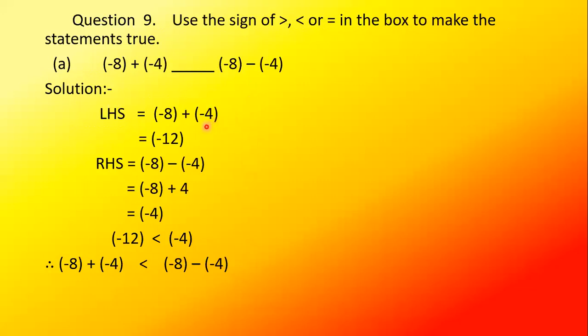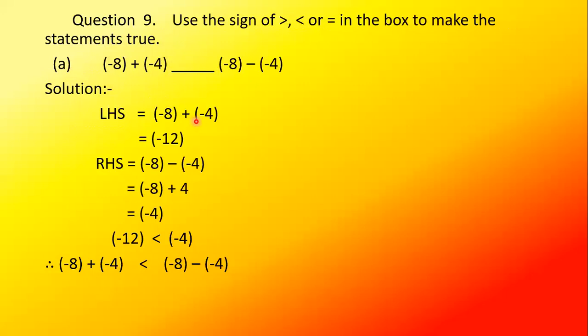Okay, here, first you will solve LHS. LHS means before the blank, what is given? -8 plus -4. We will add the first integers given here. First two integers given, -8 plus -4. Both are negative integers.